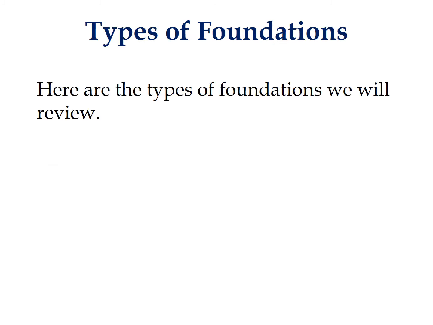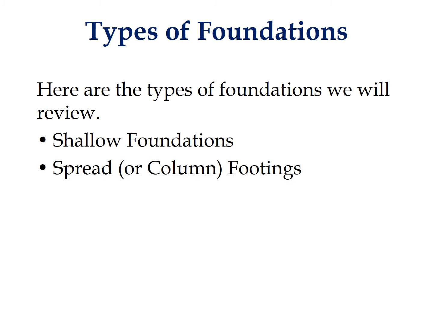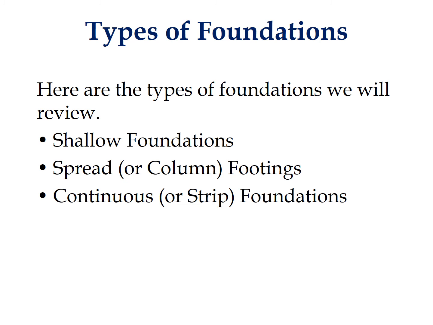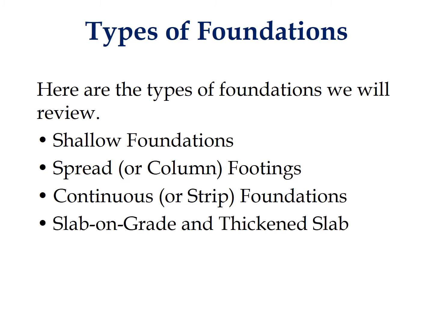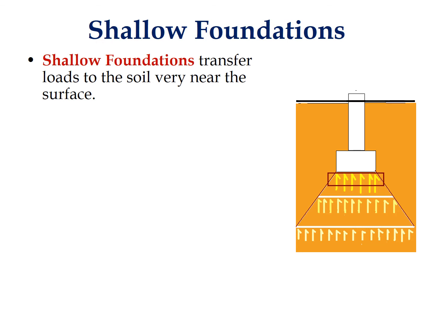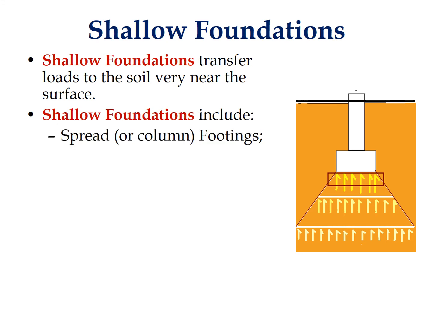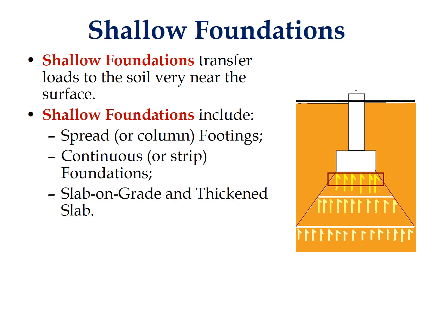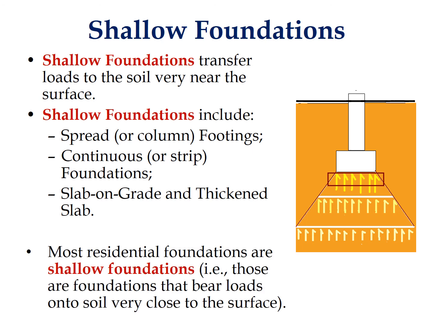Here are the types of foundations we will review: shallow foundations, spread or column footings, continuous or strip foundations, slab-on-grade and thickened slab. Shallow foundations transfer loads to the soil very near the surface. Shallow foundations include spread or column footings, continuous or strip foundations, slab-on-grade and thickened slab. Most residential foundations are shallow foundations. Those are foundations that bear loads onto the soil very close to the surface.